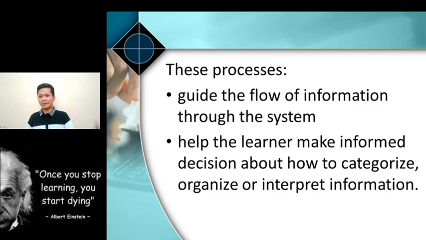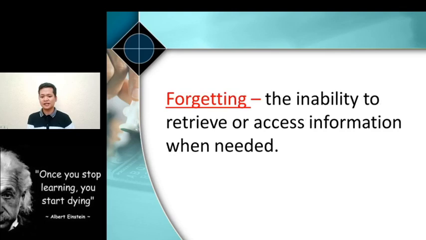Executive control process, also the executive processor or metacognitive. The flow of STEM. It is also about organizing the information. Some important things to consider here. One thing that is really a problem is the inability to retrieve or access information when needed. That's why sometimes we can't ace an exam, we can't ace a quiz, because sometimes we forget, okay?